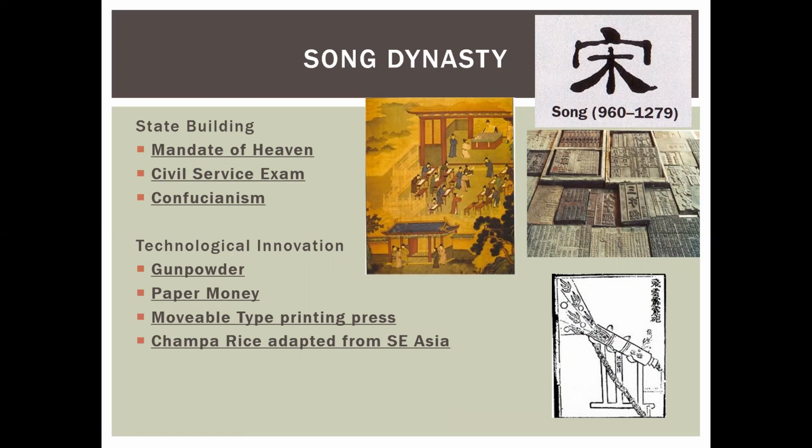Song Dynasty is also incredibly famous for really advancing gunpowder technology, coming up with the concept of paper money, and the movable type printing press. And the Song Dynasty also was the one who adapted Champa rice, which is a variety of rice from Southeast Asia, and developed that Champa rice for large-scale agricultural production throughout China. As a result of that investment in Champa rice, an incredible population boom occurs thanks to the increased food output. So that's what you need to know about the Song Dynasty.